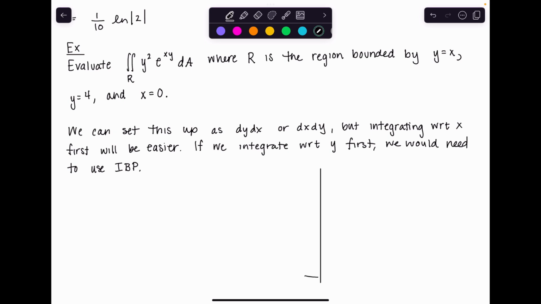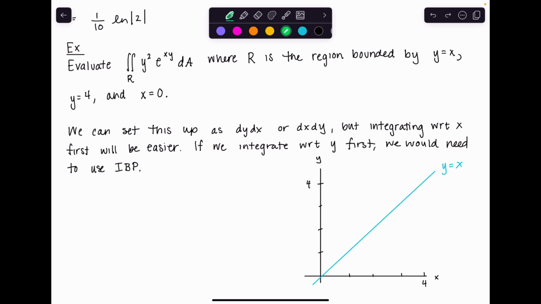We need to draw this region though to figure out the order of my bounds. And we've got the line y equals x, which we know is just going to cut this right in half. We've got y equals 4 and x equals 0. So I'm just going to go out 4 in every direction. So y equals x goes through 0, 0, and cuts this in half. I'm going to have to move that. And it goes through the point 4, 4.